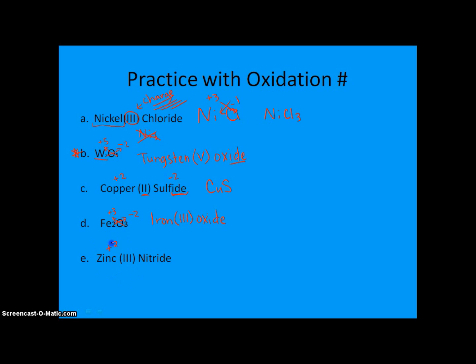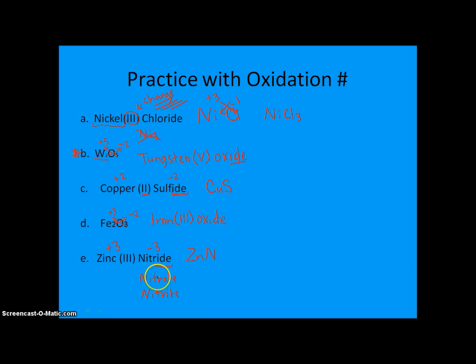Alright, so here this is a positive 3, and of course this could say nitride, so we know this is a negative 3, but just as easily this could say nitrate, or it could say nitrite. It could be a polyatomic ion as well, okay, because oxidation numbers can go with any of these. So we'll do nitride first. Zinc nitride, so it's just ZnN.